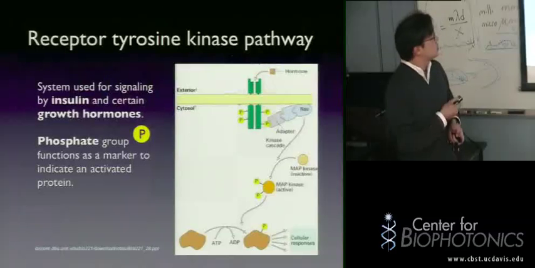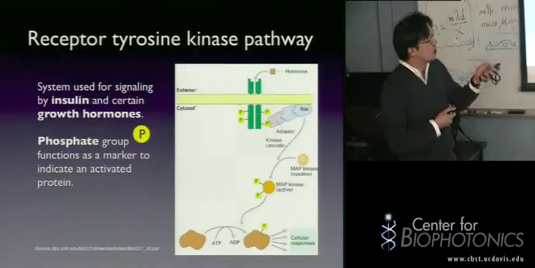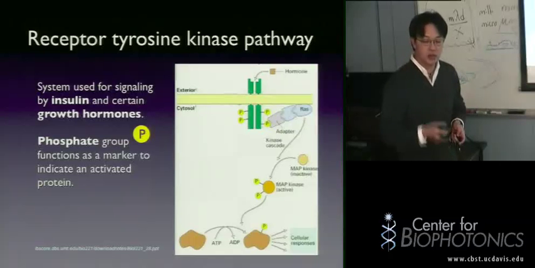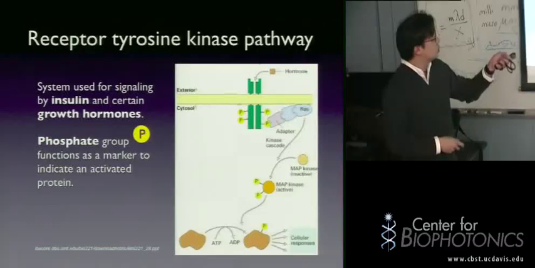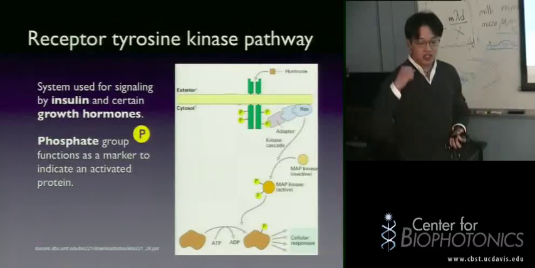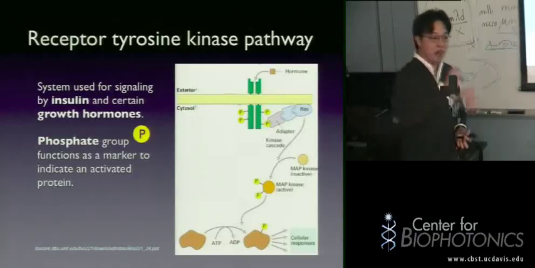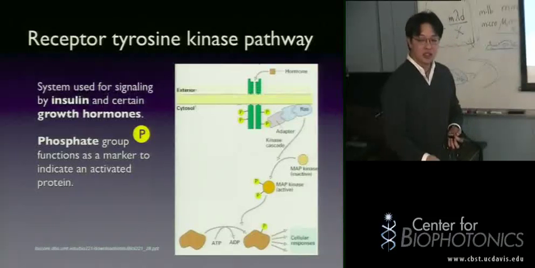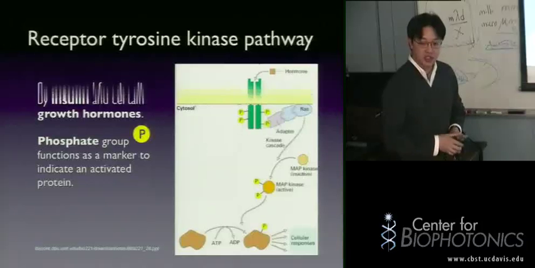Right. The receptor tyrosine kinase pathway is another example of a membrane protein, but instead of using a G protein to transmit the signal into the cell, it actually relies on a relay race. It uses phosphate groups as the flag that gets passed from molecule to molecule until it is ultimately carried to the target inside the cell.